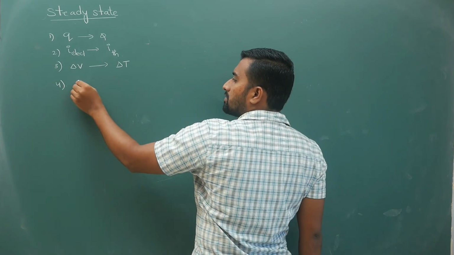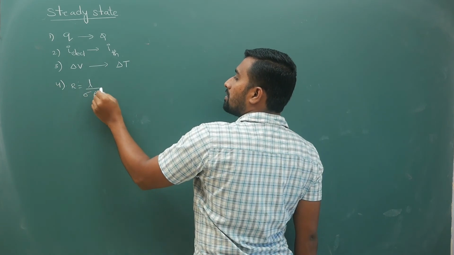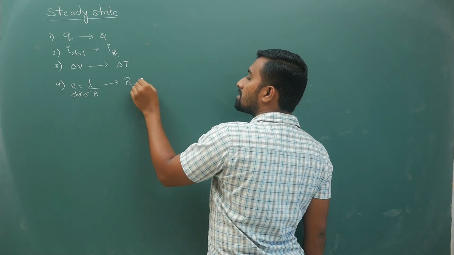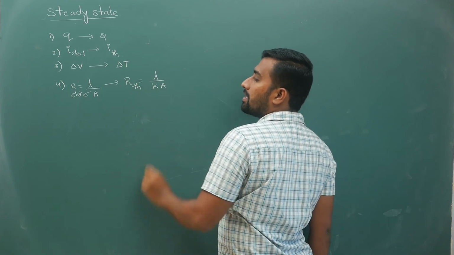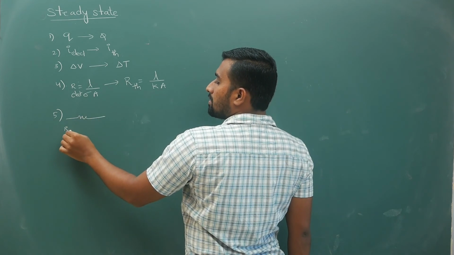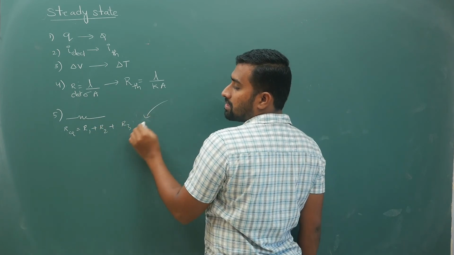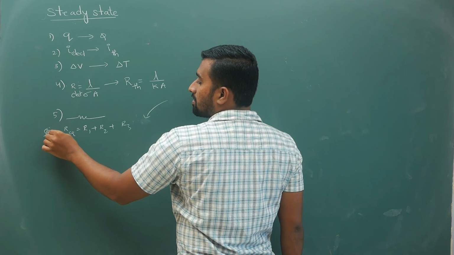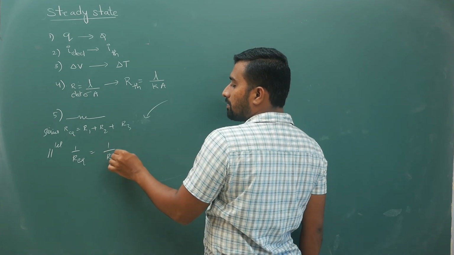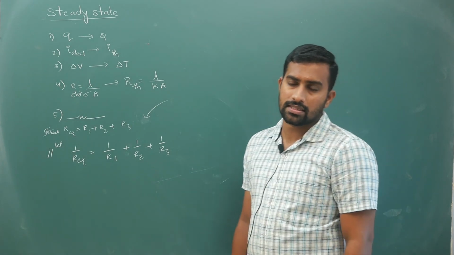next we have seen that electrical resistance is L by sigma into A, and your thermal resistance is L by KA. In series we have R equivalent is R1 plus R2 plus R3 and so on. Same thing applies even here for series part. For parallel part we have seen that 1 by R equivalent is 1 by R1 plus 1 by R2 plus 1 by R3 like this. This is what we have seen in the last class.